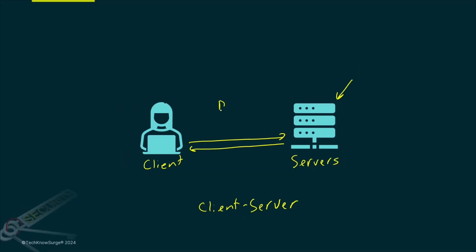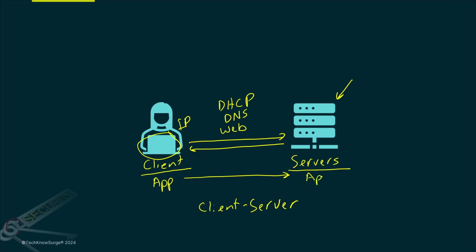Well, one of the services might be DHCP. This machine needs an IP address, and perhaps it's requesting an IP address from the servers. Or maybe it's trying to resolve a domain name. That's DNS services. Or perhaps it's requesting a web page. So there are web services that are being delivered. On this client machine, we would find some sort of software that's making that request. On the server, we would find some sort of software that is then responding to that request.